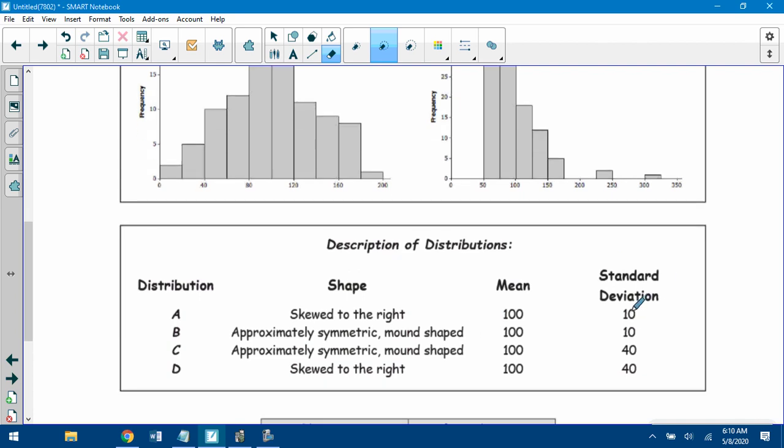Okay, standard deviation. This is again how to tell how spread out it is. So standard deviation, these 40s down here are larger. If you've got larger standard deviation, so larger standard deviation means that your data is more spread out.